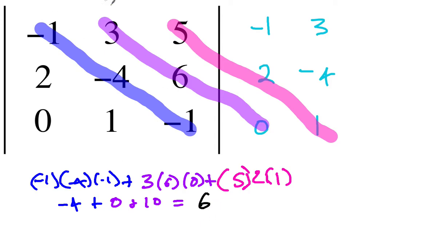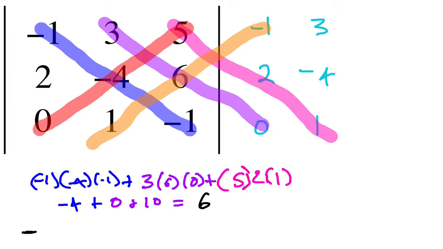Going this direction, when you multiply them and add them together, you get 6. Now this isn't the determinant quite yet. For the determinant, you also have to subtract. You do these three, add them together, and then you go the other direction. You go this way and you subtract those. So it's one direction, you add them all together, and then you go the other direction and you subtract.